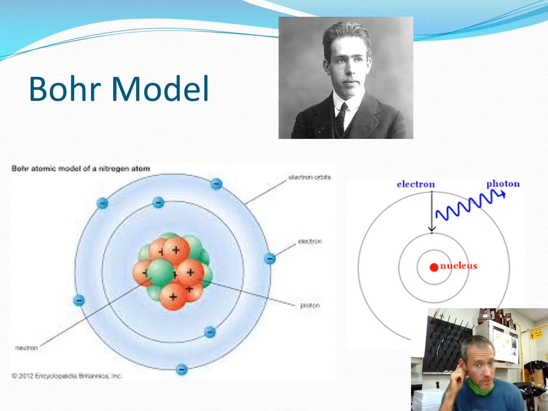Then there's the Bohr model, which is very common of what people think today. He discovered energy levels. These energy levels are where electrons are located, and as you get more and more protons and neutrons, you get more electrons, which grow into more energy levels.